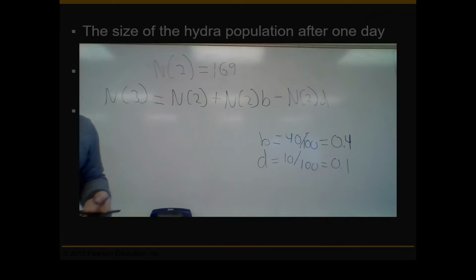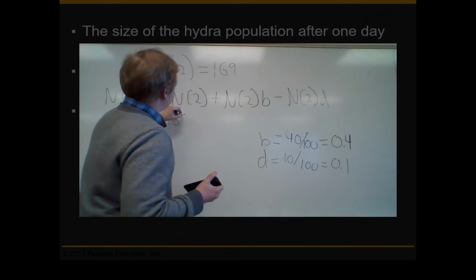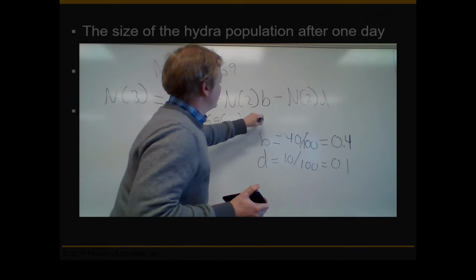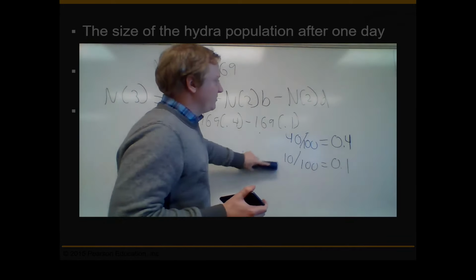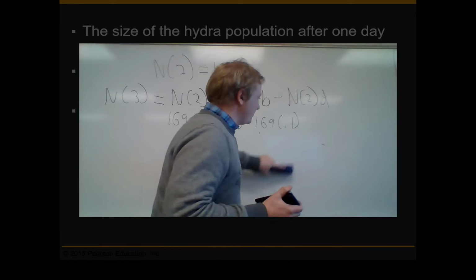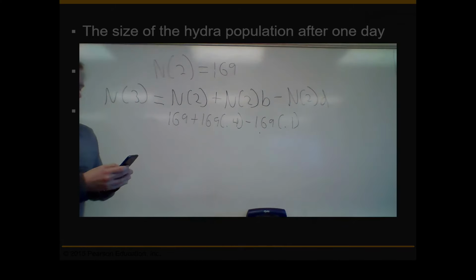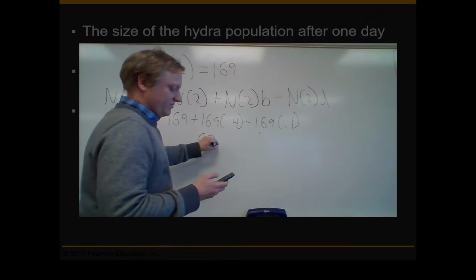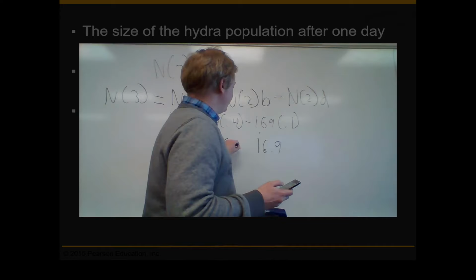So let me just crunch those numbers really quick. Or actually, I'll just transfer these down. I'm going to say 169 plus 169 times 0.4 minus 169 times 0.1. And I'm actually going to get rid of our birth and death rates. I don't need them right now. So let's see here. 169 times 0.4 is 67.6. 16.9.